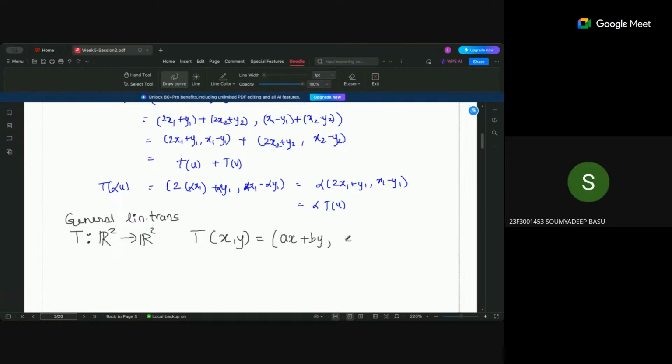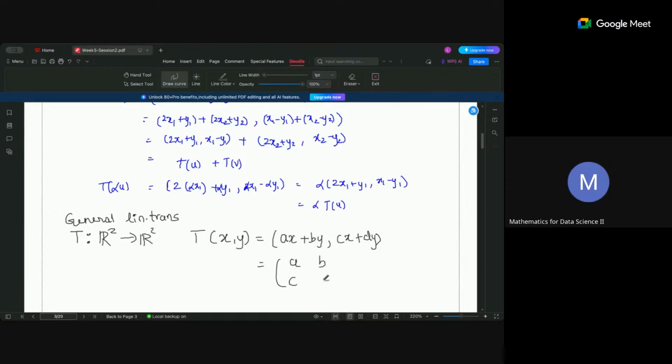I think we have to give some x1 or x1 and y1, right? Because it is R2, so every vector. Yeah, I am taking x comma y, right? Yes, ma'am. These are the two components. Then what can be the second? cx plus dy. That's all, right? And you know that you can write it as ma'am.